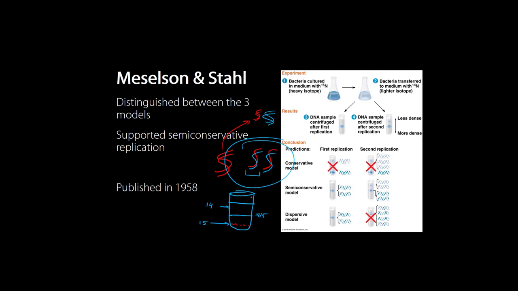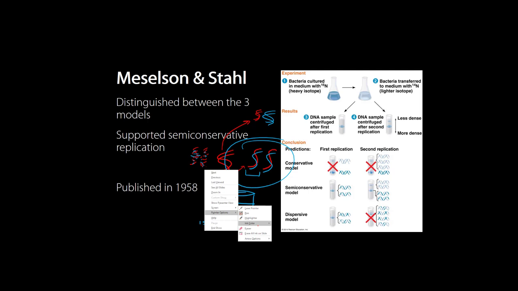Okay, now the problem with dispersive replication is that it would look exactly the same as the semi-conservative, right? Because if you think of it, it would look basically like a candy cane stripe for both helices, right? Both of them would be a nice even combination of the blue and the red. And so, like the semi-conservative model, we would see a hybrid band again, right? So after one round of replication, right?